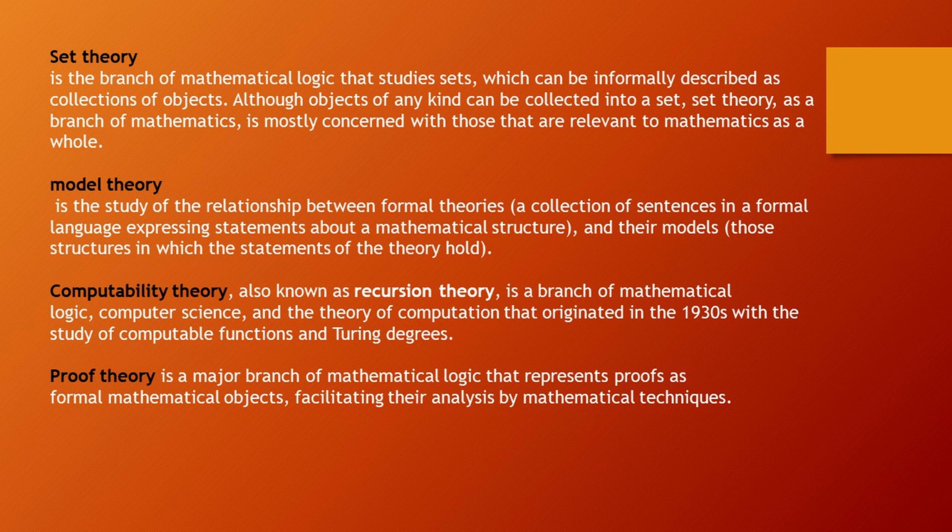It's the study of the relationship between formal theories, a collection of sentences in a formal language expressing statements about the mathematical structure, and their models, those structures in which the statements of the theory hold. And number 3 is computability theory, also known as recursion theory. It's a branch of mathematical logic, computer science, and the theory of computation that originated in the 1930s with the study of computable functions in Turing degrees.